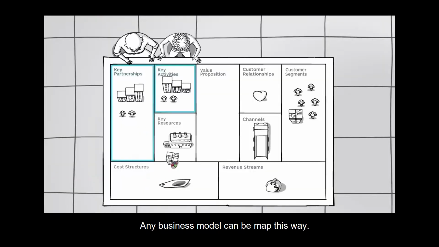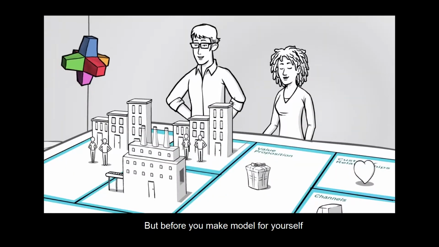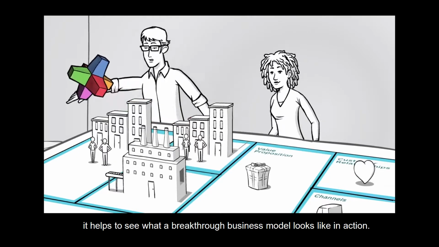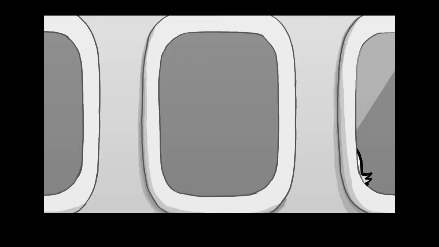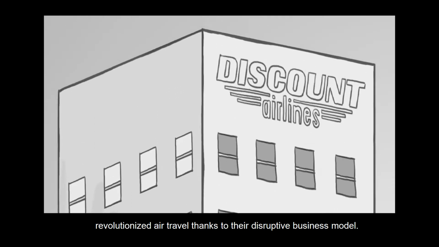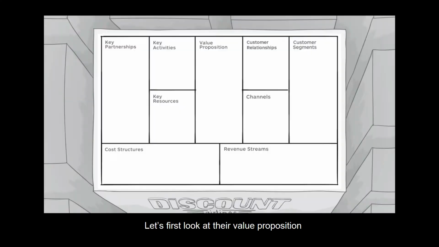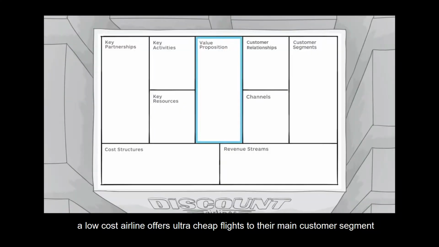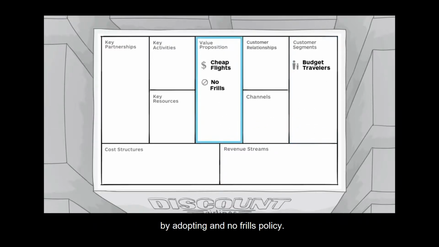Any business model can be mapped this way: 9 building blocks working to reinforce and strengthen each other. But before you make a model for yourself, it helps to see what a breakthrough business model looks like in action, like this one. Low-cost airlines revolutionized air travel thanks to their disruptive business model. Let's first look at their value proposition. A low-cost airline offers ultra-cheap flights to their main customer segment, budget travelers, by adopting a no-frills policy.